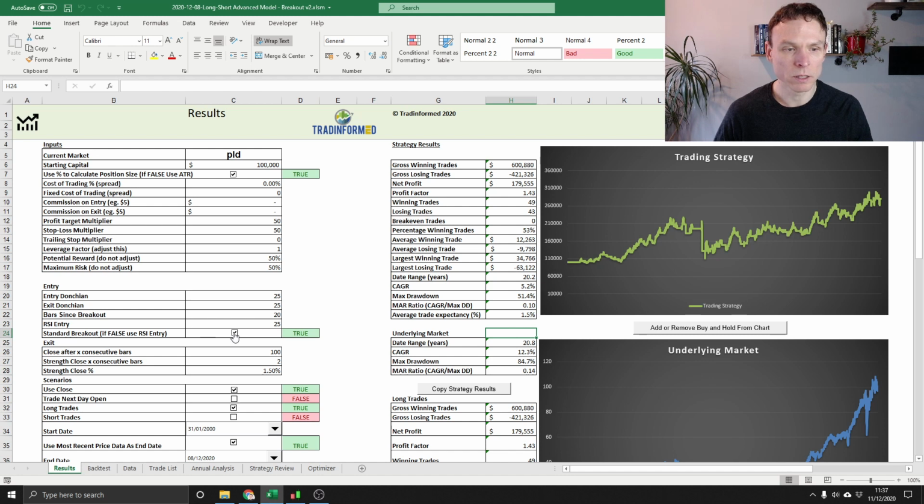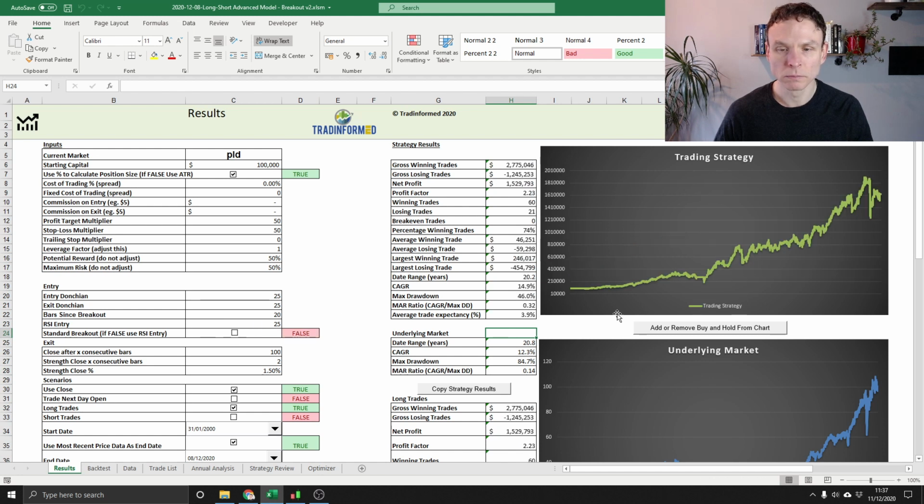Let's have a look at the RSI. Put that back on. Okay, so the RSI version again seems to be performing slightly better. Slightly higher annual growth rate. Good percentage of winning trades. Right, I'm happy with that. Let's copy the strategy results.